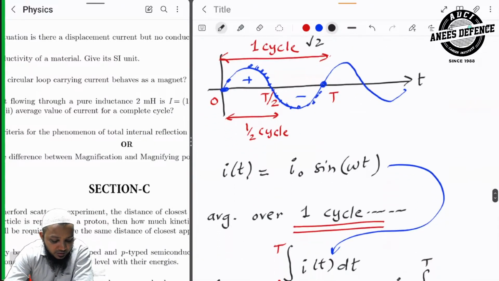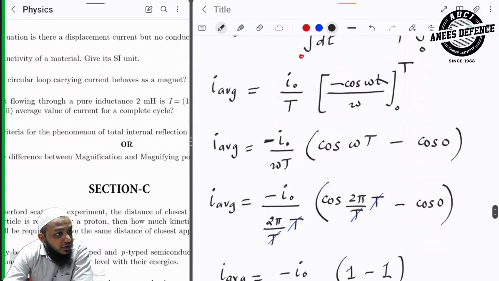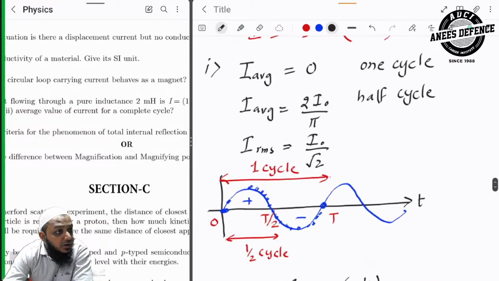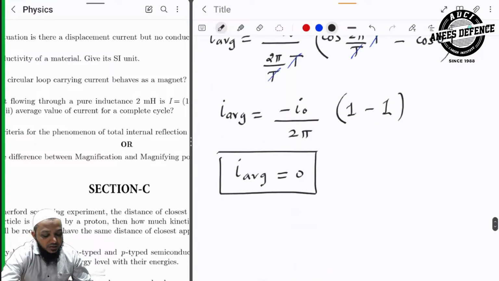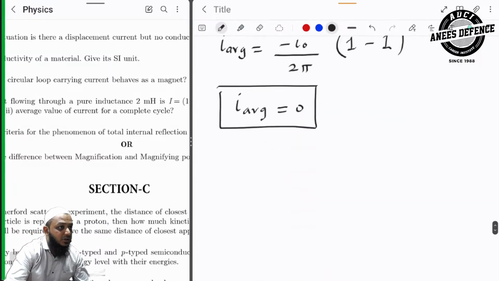Conceptually think, this was just mathematics. But see what is happening here. Every current gets cancelled in addition. Since we are taking the average over one cycle, in one cycle there exists a positive half cycle as well as a negative half cycle. Therefore, adding the currents results in cancellation, everything. Is that okay? So therefore, everything gets cancelled. Therefore, I average is 0.